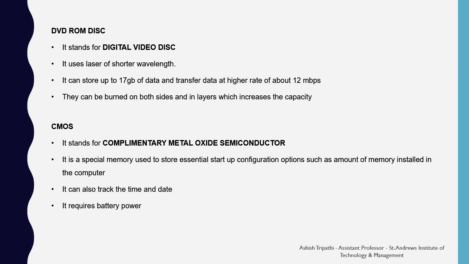DVD-ROM disc. It stands for Digital Video Disc. It uses laser of shorter wavelength. Hence, it can store up to 17 GB of data and transfer data at a higher rate of about 12 Mbps. They can be burned on both sides and in layers, which increases the capacity.